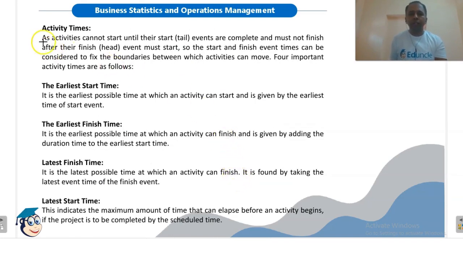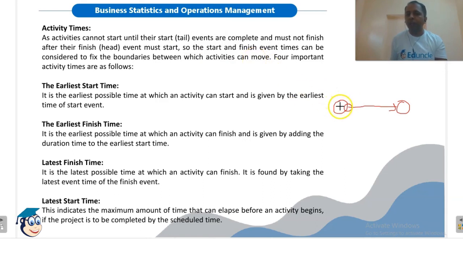Now, activity times. Activities cannot start until their tail event is complete. These are the events, and this is a particular activity. So an activity cannot start until its tail event is complete.